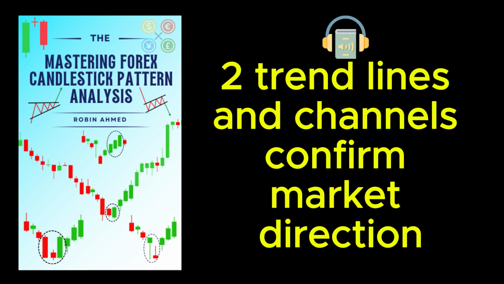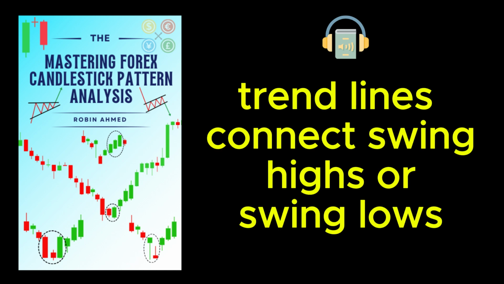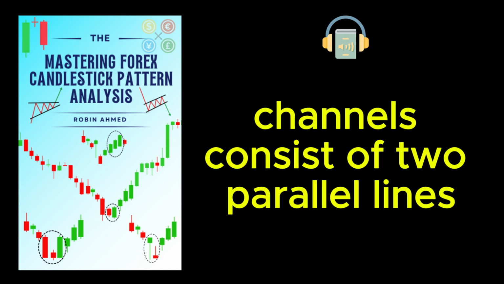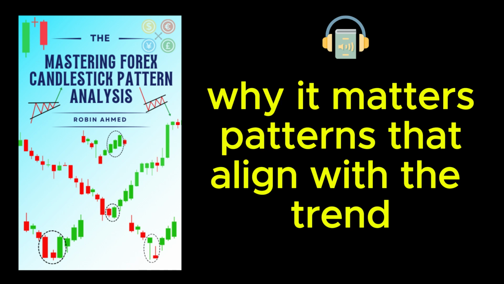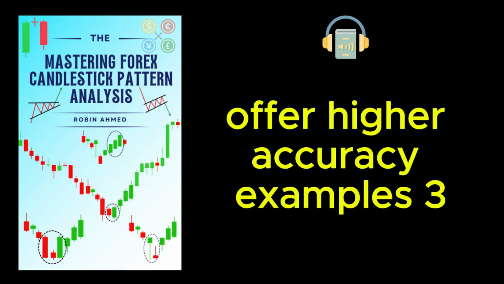2. Trend lines and channels, confirm market direction. Definition: trend lines connect swing highs or swing lows to define the overall direction. Channels consist of two parallel lines, defining a trading range in an uptrend or downtrend. Why it matters: patterns that align with the trend or occur at the boundary of a trend line/channel offer higher accuracy.